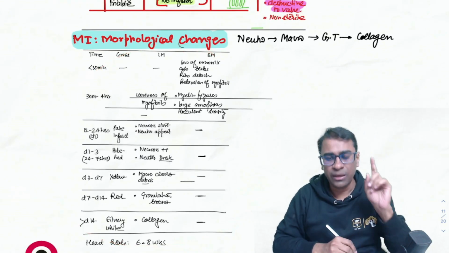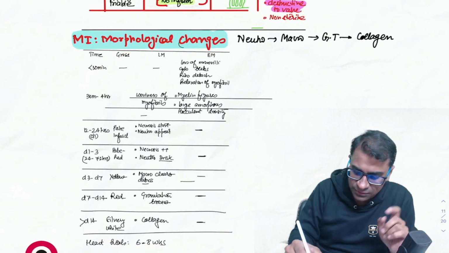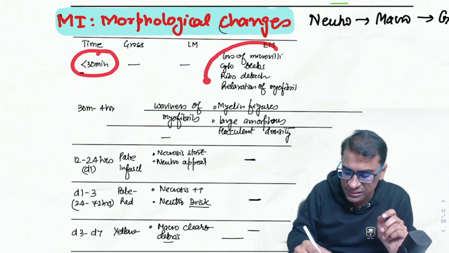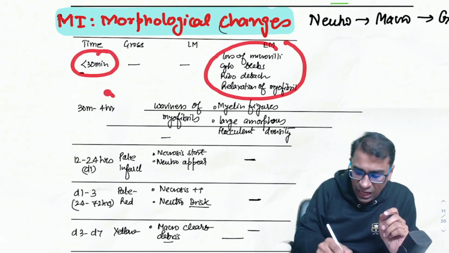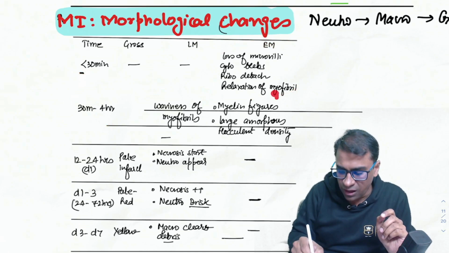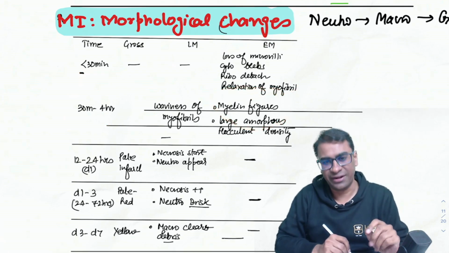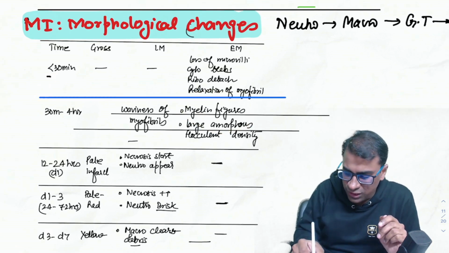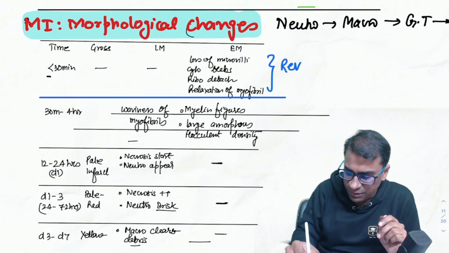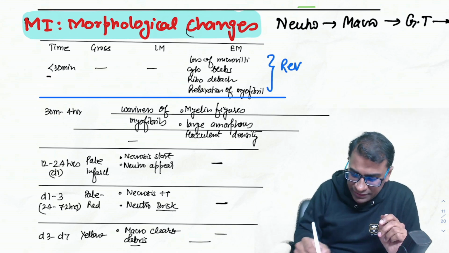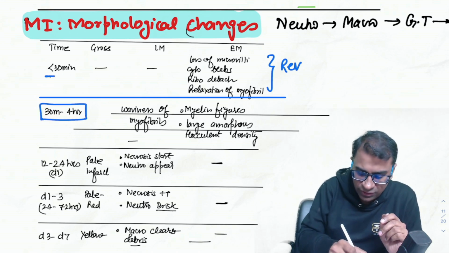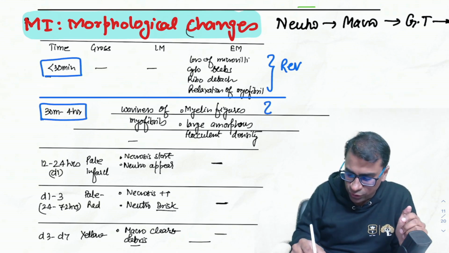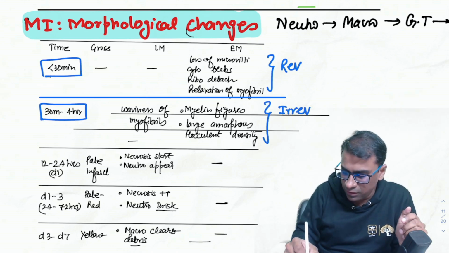Plus remember, within 30 minutes the heart shows reversible injury findings, and after 30 minutes the heart shows irreversible injury findings. So if the question is within 30 minutes, these four findings are of reversible injury. If it is beyond 30 minutes, it is irreversible injury.